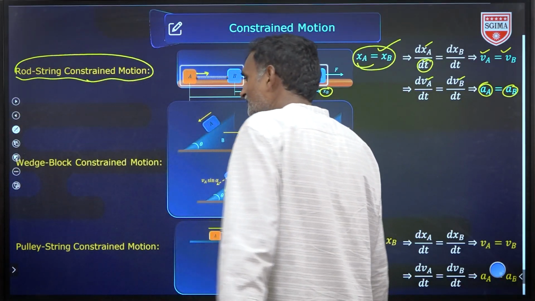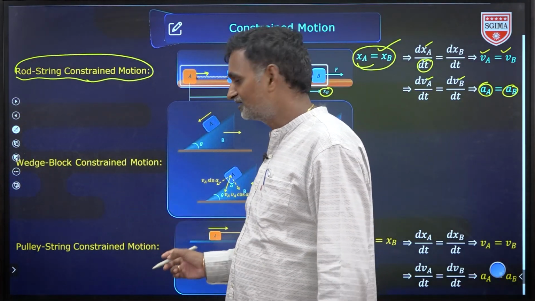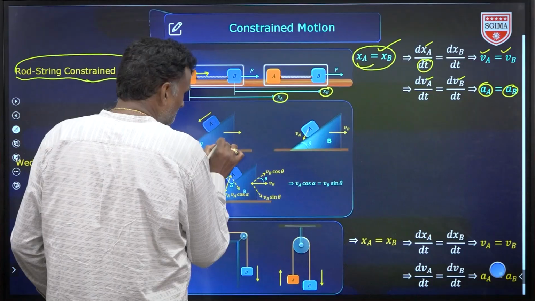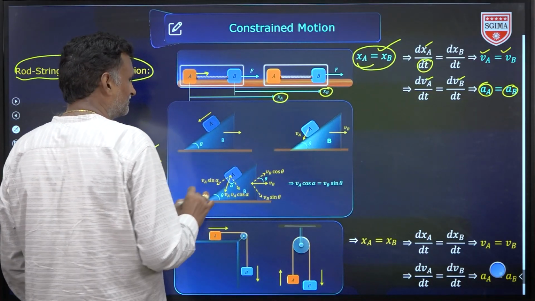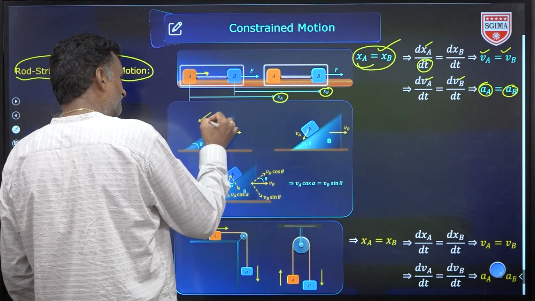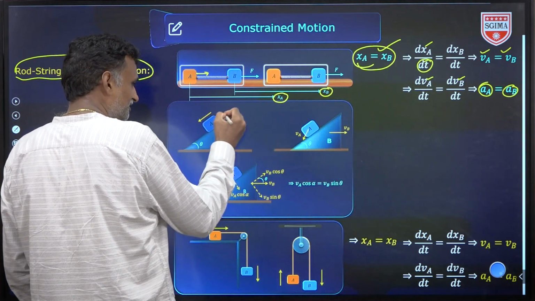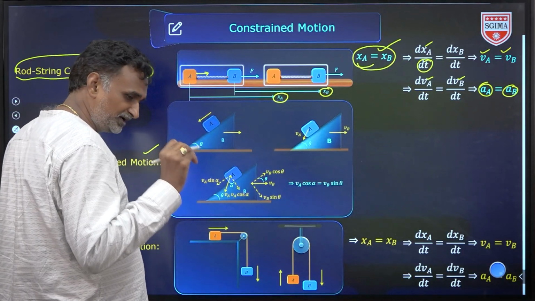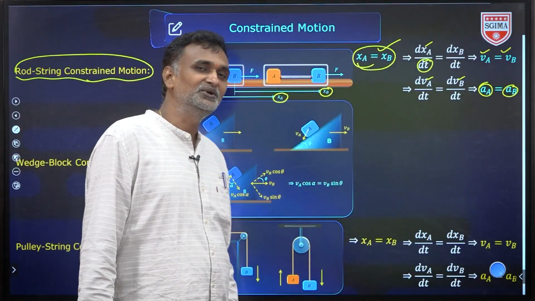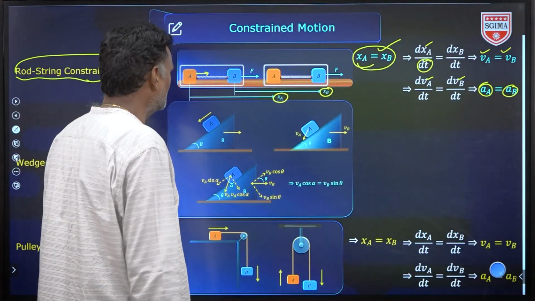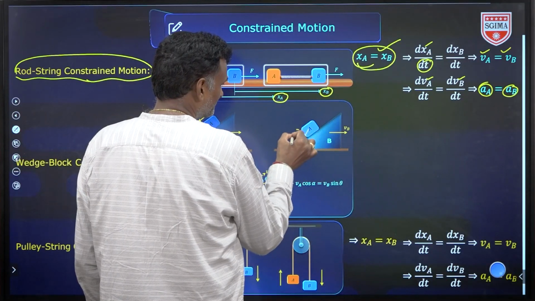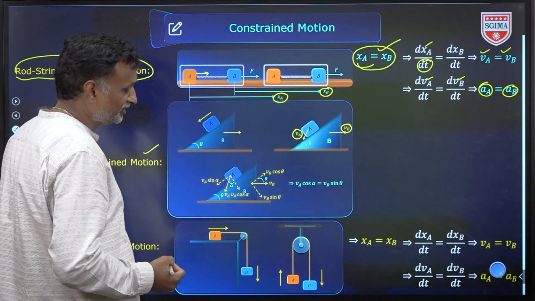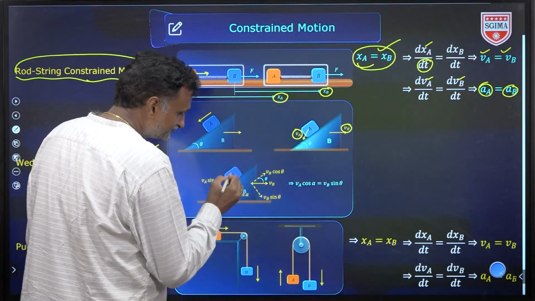Next, the second one, wedge block constrained motion. Here, if the wedge is going to the right side with some velocity, then the block kept on the wedge moves to the left side. The block is constrained to move along this path only, and the wedge is constrained to move along this path only, then we need to make a relation between velocities. Suppose A is falling, moving downward with speed Va, and the wedge on the right side is going with speed Vb. Then we need to take components here, it is important, sir.